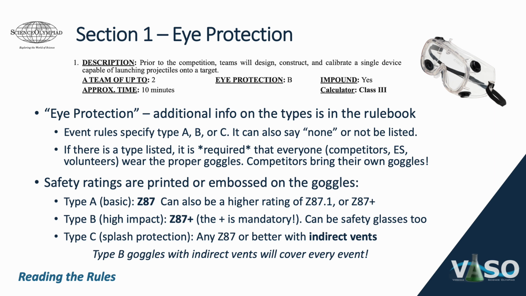And then type C is a splash protection, which is any Z87 or better with indirect vents. And that means that's to keep any kind of liquids from splashing into the eyes. So not the little pinhole venting that you can see in goggles, but an indirect venting. The goggles that I have pictured on this page, for example, have indirect venting. So you'll note that a type B goggle with a Z87 plus that has indirect vents will cover every event. And remember that the rating has to be embossed on the goggles. You can't just bring it in and say, I know they're safety glasses, even if it doesn't say it. The event supervisor should be checking.